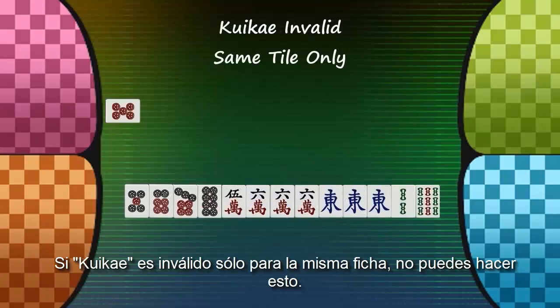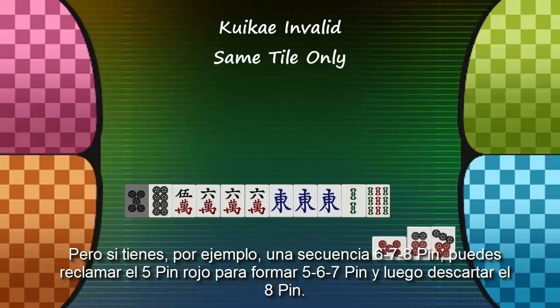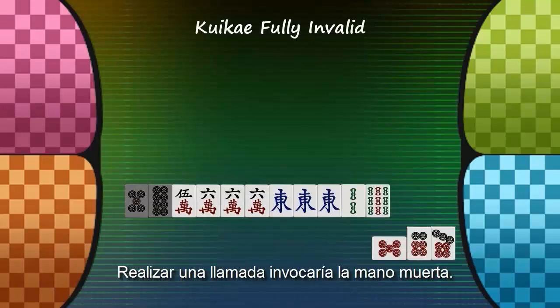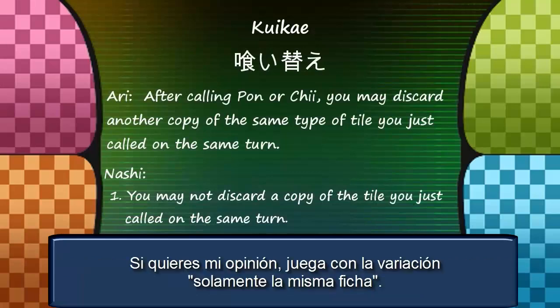If kui-kai is invalid for the same tile only, you may not do this. But if you had, say, a 6, 7, 8 pin sequence already in your hand, you could still call the 5 pin and then discard the 8 pin. If kui-kai is fully invalid, you may not discard either type of tile, because both could have completed the now open sequence. Violating this rule invokes a dead hand penalty. The rule against kui-kai lasts for 1 turn only. On your next turn, any tiles affected by your previous call become legal to discard. If you would like my recommendation, try playing with the same tile only variation.